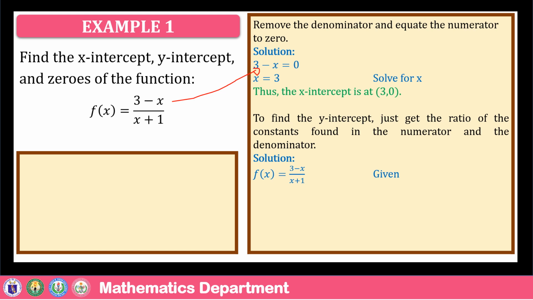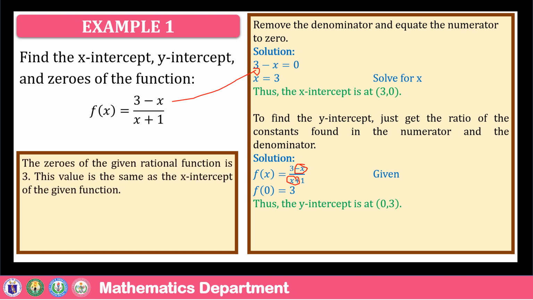Tatanggalin lang natin yung ating mga may variables dito. So, ang matitira na lang sa ating numerator ay yung positive 3. Sa ating namang denominator ay yung positive 1. So, 3 divided by 1, that will give us 3. Thus, the y-intercept is at (0, 3).